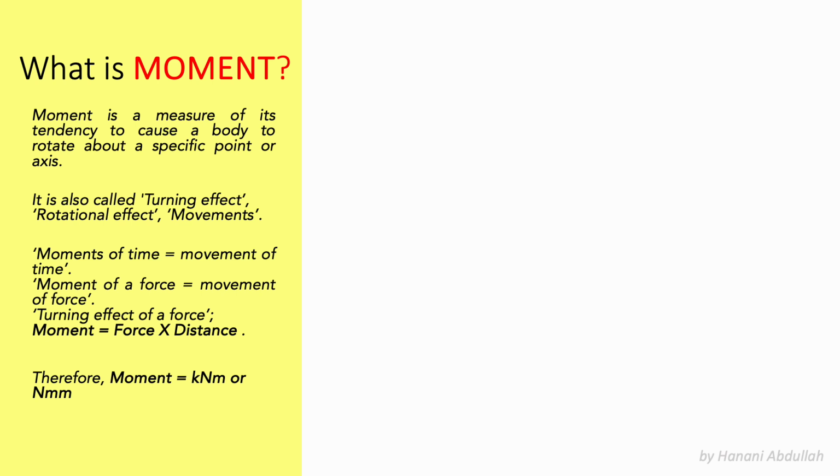In simple terms, you bayangkan you buka pintu, bila you tolak pintu dekat hujung, pintu tu senang buka. Tapi kalau you tolak pintu dekat dengan ensel pintu, dia susah nak buka. Itulah moment. Turning effect yang lagi besar bila awak tolak jauh daripada pivot, ensel. Ensel pintu tu adalah pivot ataupun axis.